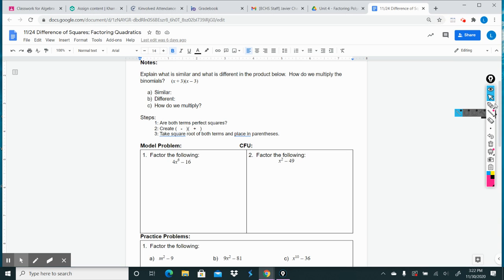Okay, today we are going to be factoring quadratics, but understanding if they're difference of perfect squares.